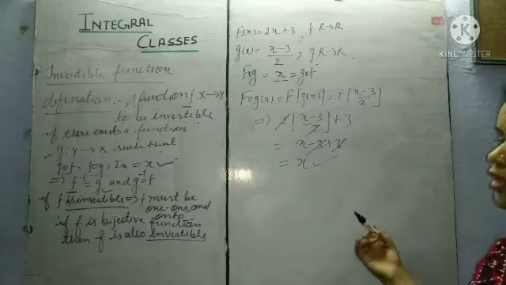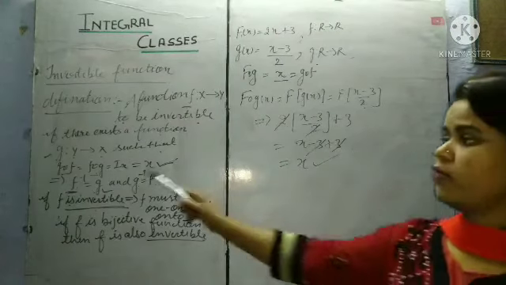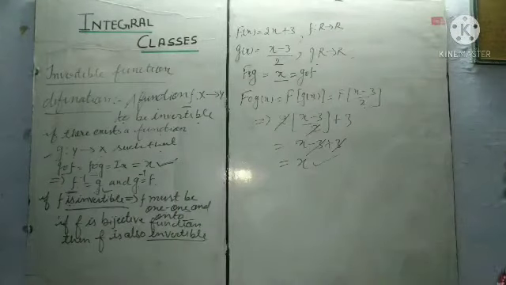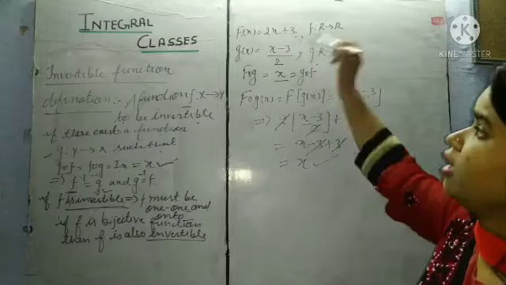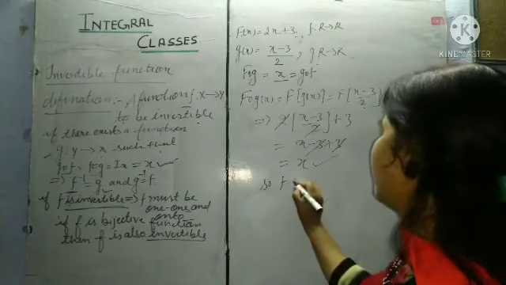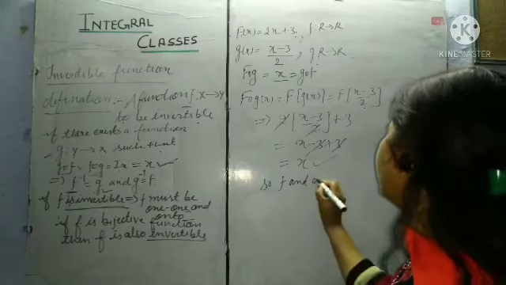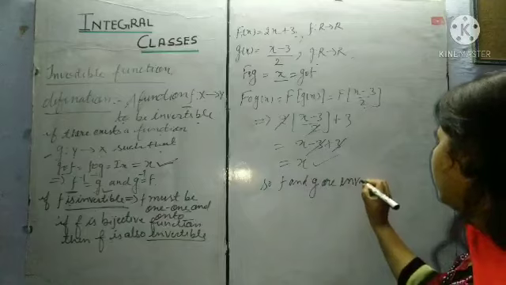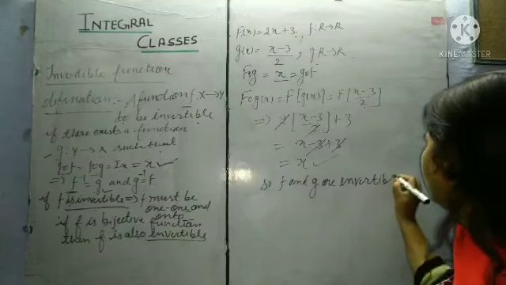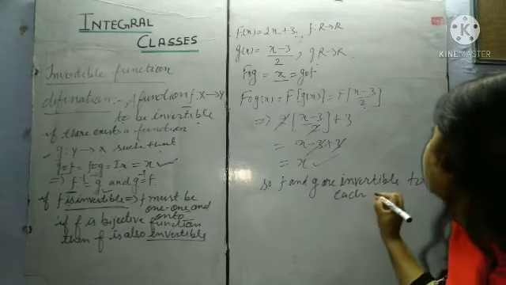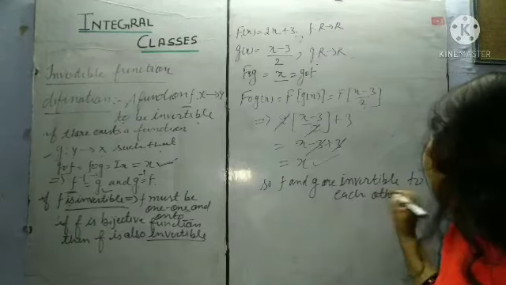So as I told you that if we will get gof or fog equal to x, it means these two functions are invertible to each other. So we will write here f and g are invertible to each other.